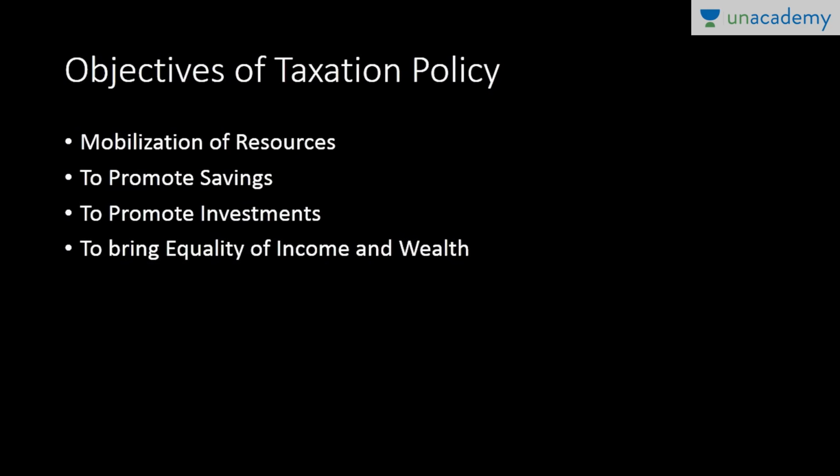Now these are the various objectives of taxation policy: we can mobilize resources, we can promote savings, we can promote investments, and we can promote equality of income and wealth by the proper implementation of taxation policy. Taxes are the major sources of government's revenue, and the revenue in India has been rising year by year. It also promotes savings, one of the main important objectives of taxation policy. And it also promotes investments. The government gives tax rebates, tax concessions, and tax holidays to promote investment in particular areas.